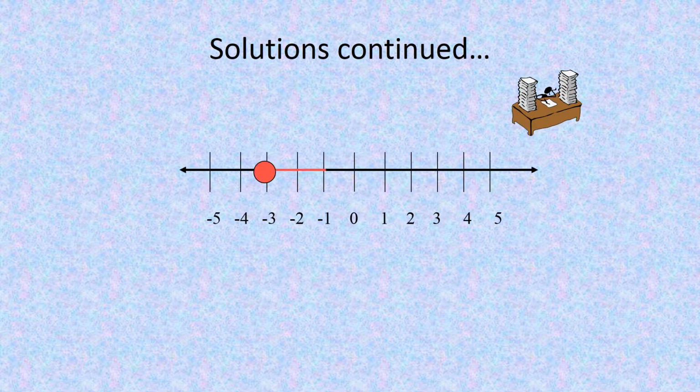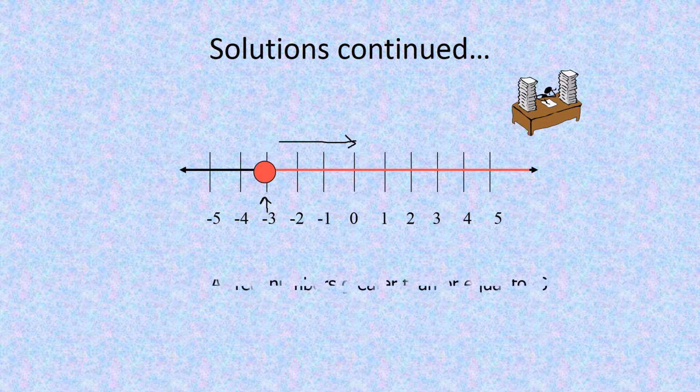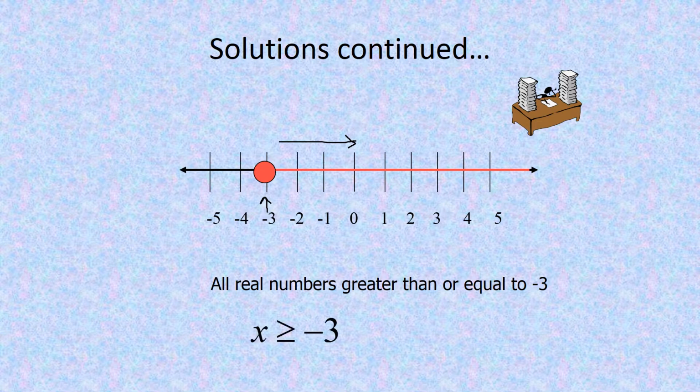And one last example. See if you can figure this one out. This one is shaded to the right, so we're going to say greater than. Our number to start with right here is -3, so it's going to be greater than or equal to -3. And this is what the solution set would look like. Make sure you have all 4 of those examples written down in your notes.